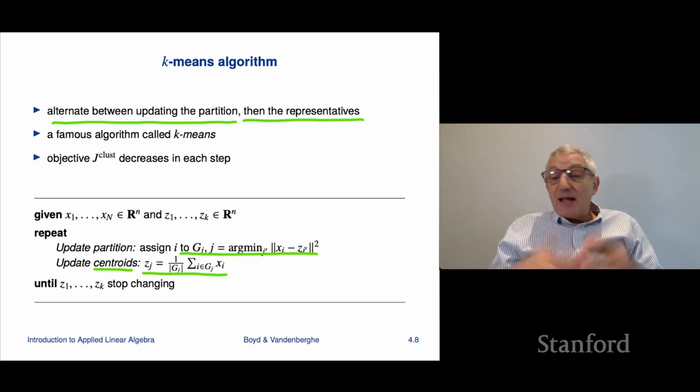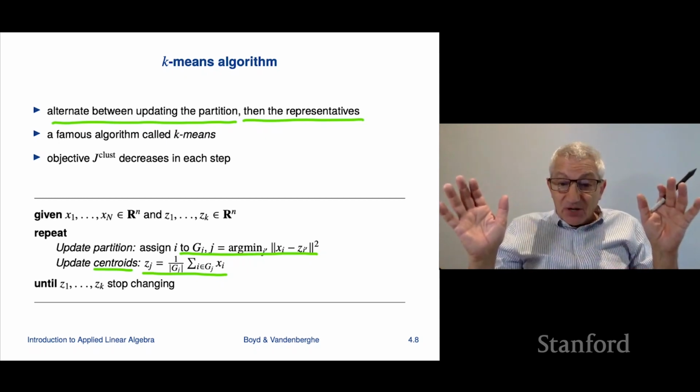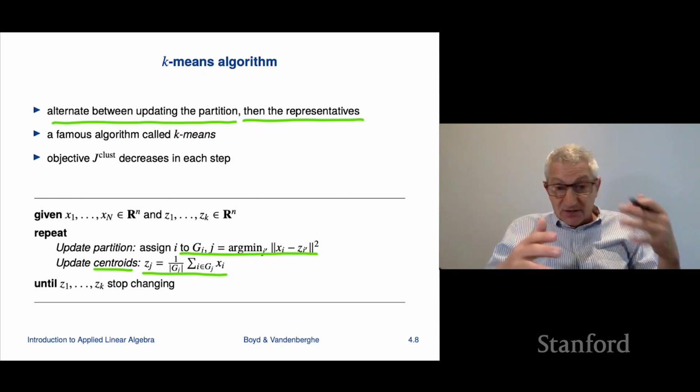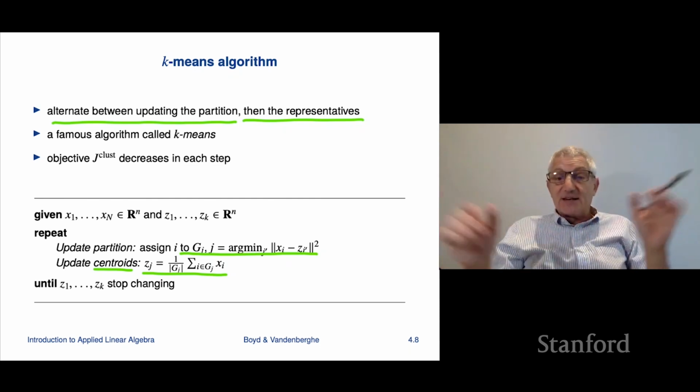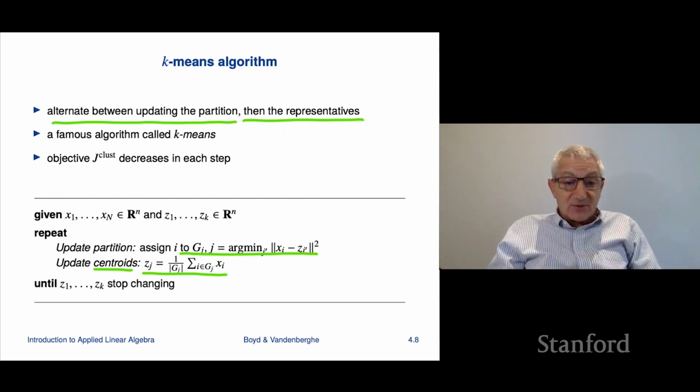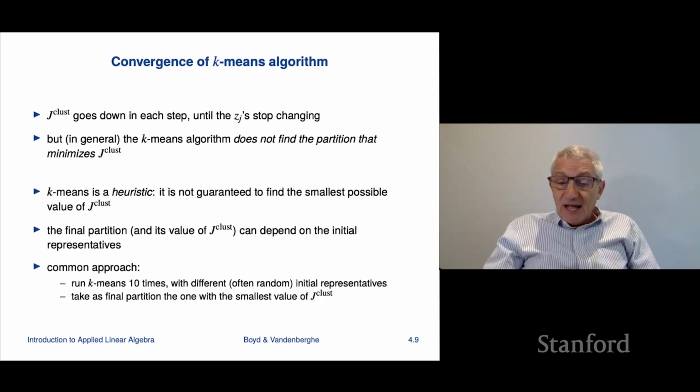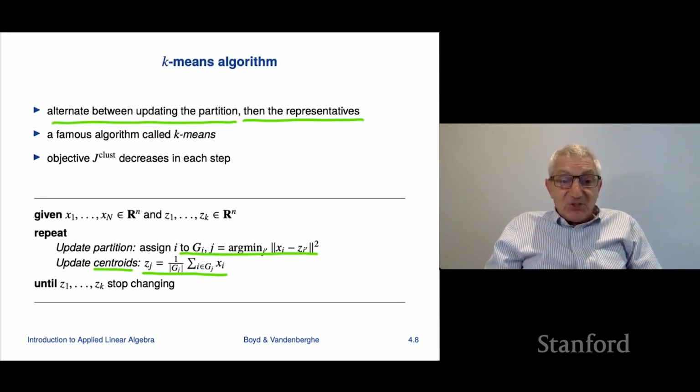And when it stops, we quit. If the partition doesn't update, then there's nothing to do, and we quit because nothing's ever going to change again. So that's the k-means algorithm, very famous algorithm. Notice that to understand this, you only need to know a very little bit. You know what a vector is, and you know what distance between two vectors is. It's not much.